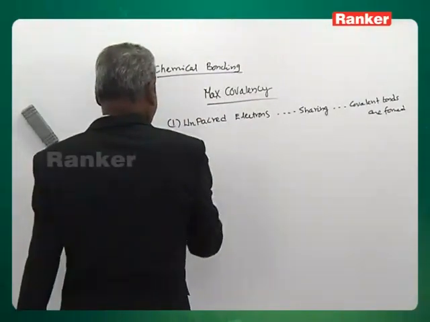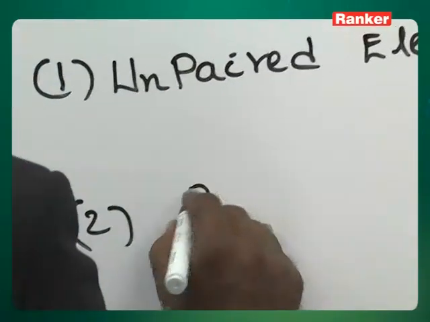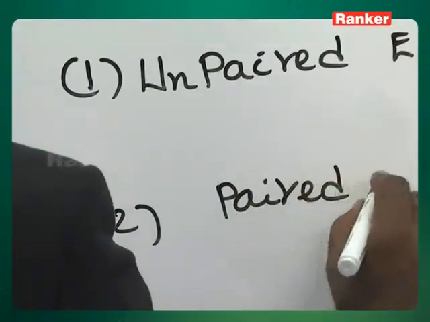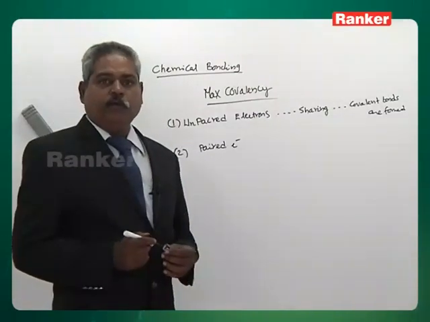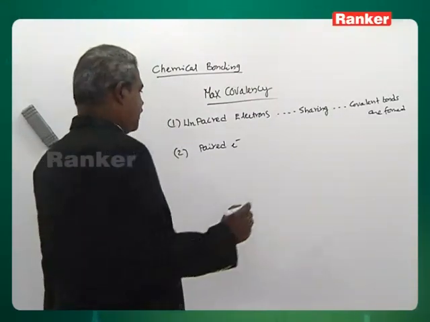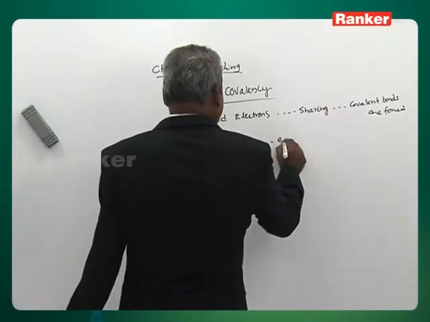Two. Paired electrons. Suppose you have paired electrons. What will you do with a pair of electrons? They are excited if possible.